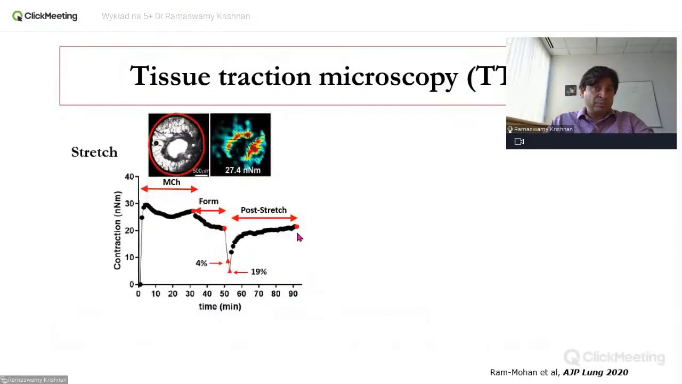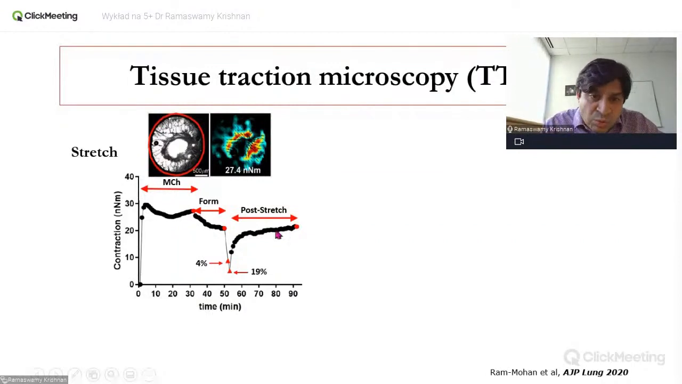And finally, remember this method of tissue traction microscopy gives you not just a single number, but maps of forces. So for example, here's an experiment where we took a human lung slice, first added methacholine, you can see the nice contraction increase of force. Then we added formoterol, which is a relaxant, the forces go down. Then we stretched it, so you get a fluidization response and a resolidification response.